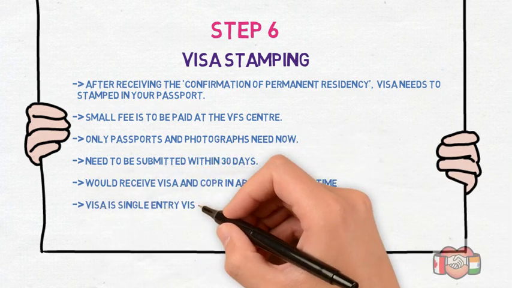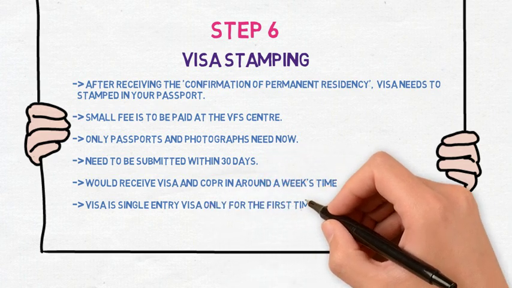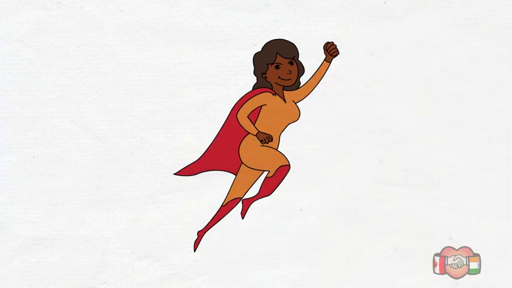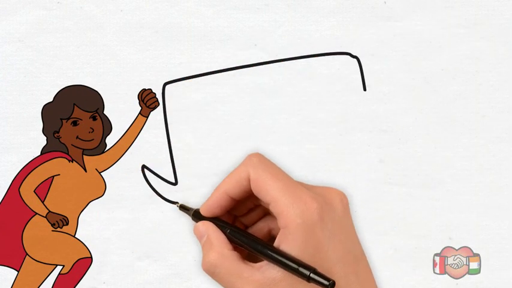You would receive a single entry visa and the COPR in a week's time or less. That's it, you are done. As soon as you land officially in Canada, you become the permanent resident of Canada.